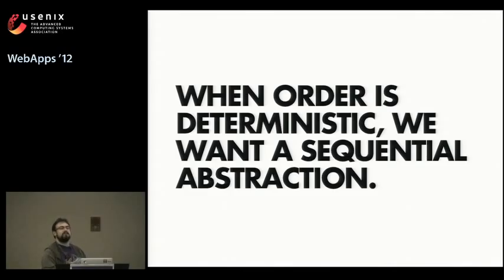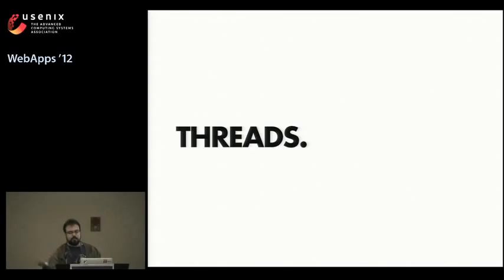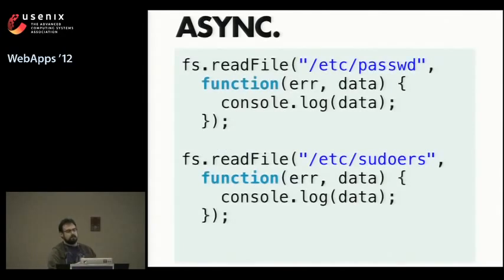And I claim that when the order of these things is deterministic, what we really want is a sequential abstraction. That doesn't mean you can only run one thing at a time, which is the argument Node people use. You don't want to run one thing at a time, but you do want to be able to pretend that things are sequential, because in fact, from the high level, they are sequential. And this is typically where people talk about threads. So I want to talk about threads in the same context.